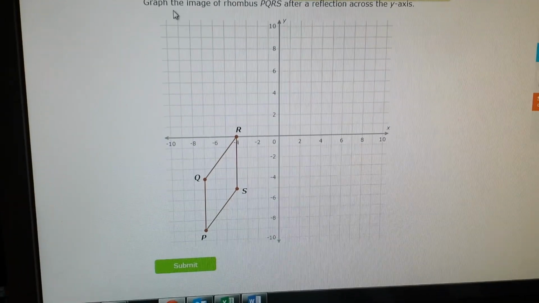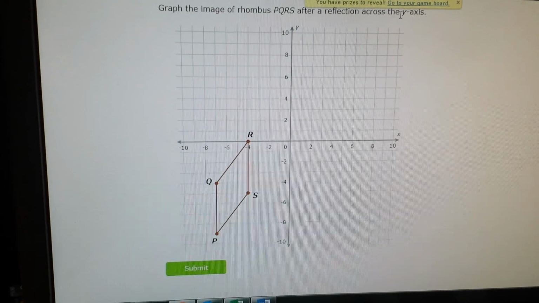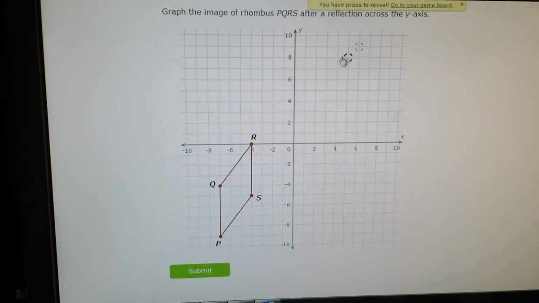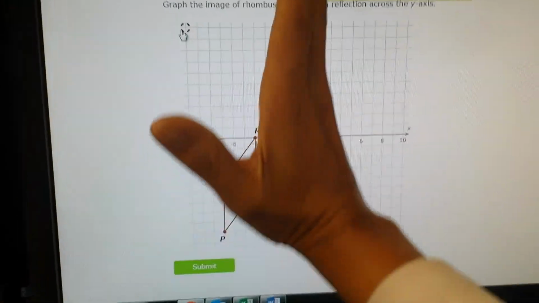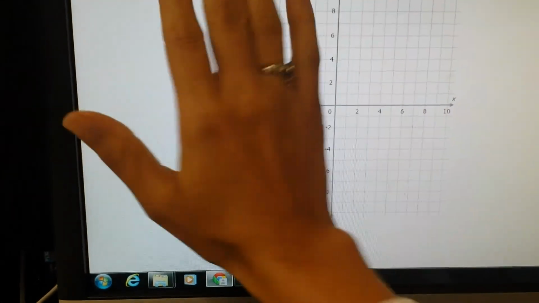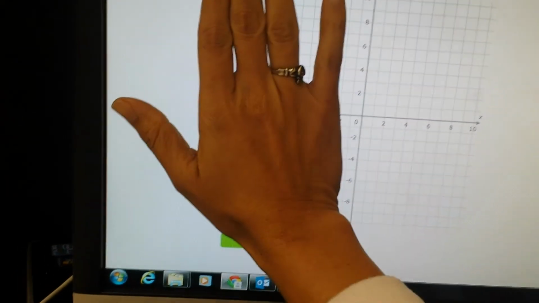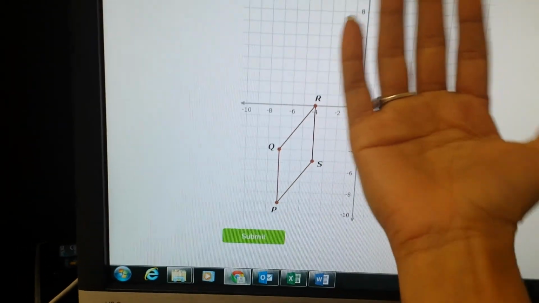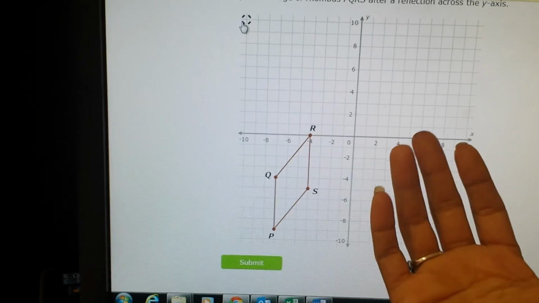Alright, now graph the image of the rhombus after reflection across the y-axis. So you're going to imagine your book or your spine is the y-axis, so the line of reflection is already drawn for you, and you're literally just going to fold the paper. So if you fold the paper, can you see that everything on this side will go over this side? So this is going to be on here.